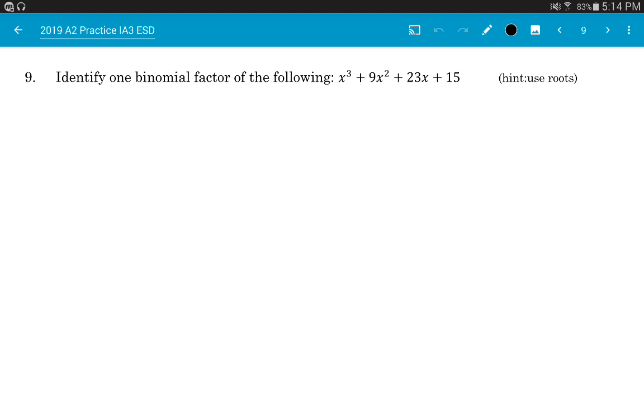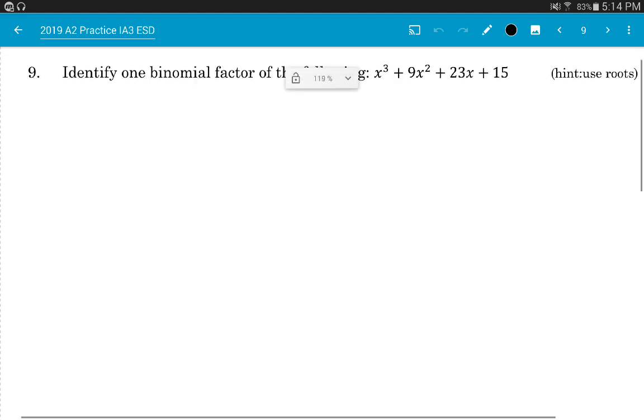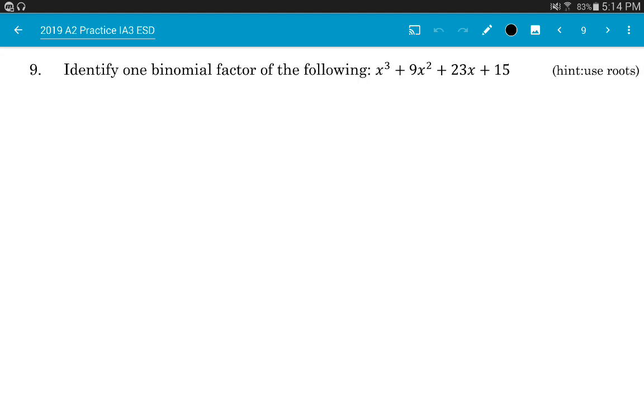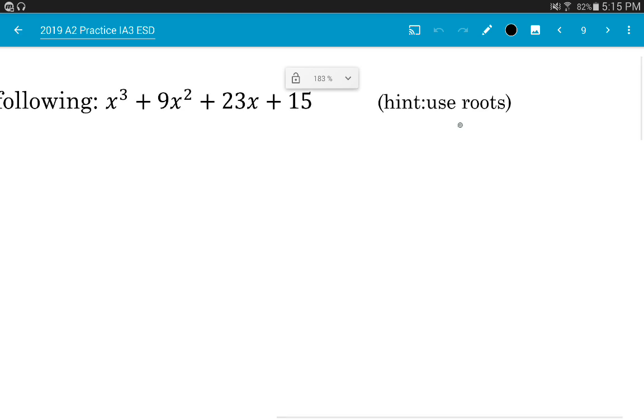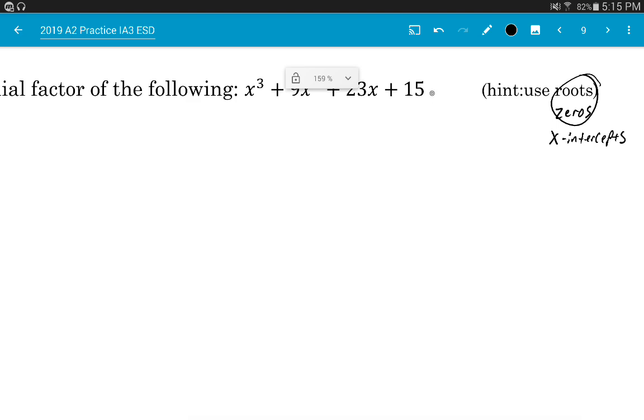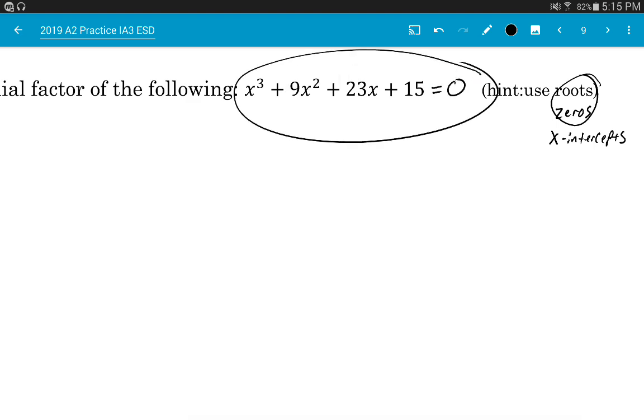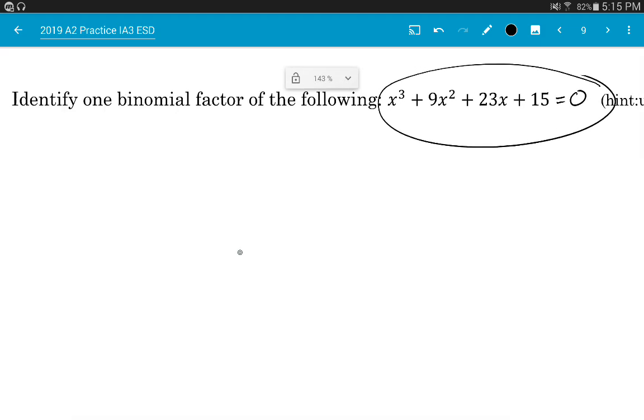Question 9. Identify one binomial factor of the following. Hint, use the roots. So what they're saying is I need to find the roots. Roots are also called zeros, or x-intercepts. So the roots are the values that will make the function equal 0. So let's go to the calculator and let's check the table and see where this function equals 0.